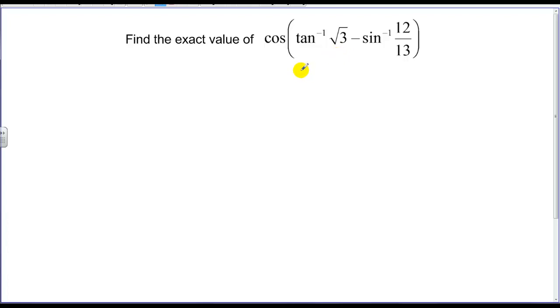So what I'm going to tell you is this. This is going to lead us to some angle. Let's call this angle x. And this is going to lead us to some angle, let's call it y. So what we're going to do is say x is equal to the arctan of root 3, and y is equal to the arcsine of 12 over 13.